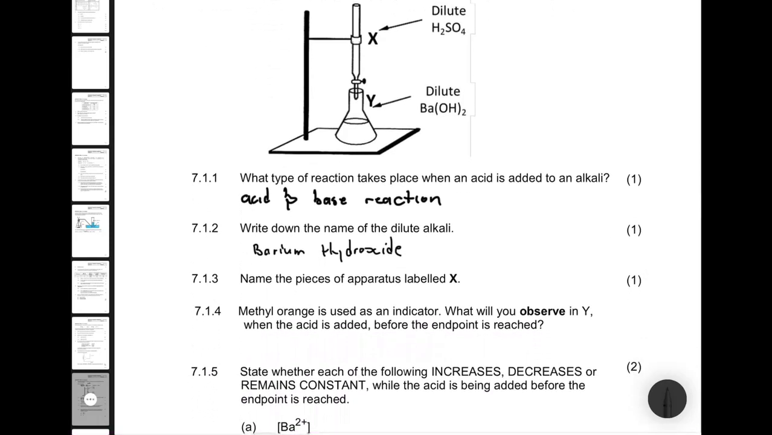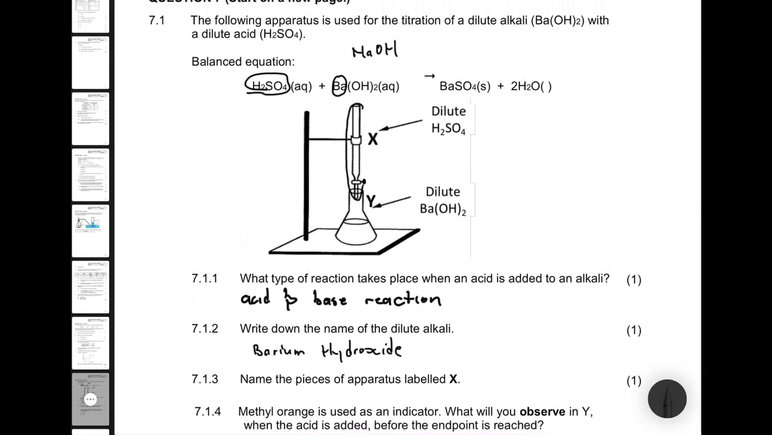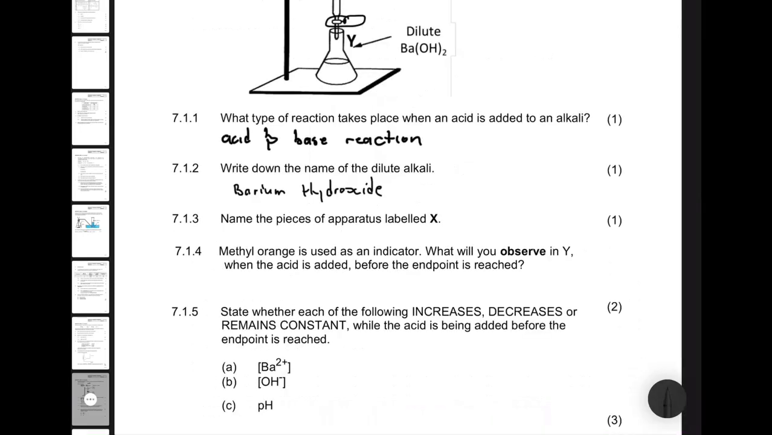7.1.3 says, name the piece of apparatus labeled X. So here's X. You should be familiar with X at this point, right? X is a burette. It's essentially a glass tube, right? With readings on it, and it has a turning plug here, right? To control the amount you're putting into your beaker or whatever you're using. So 7.1.3, we have a burette.